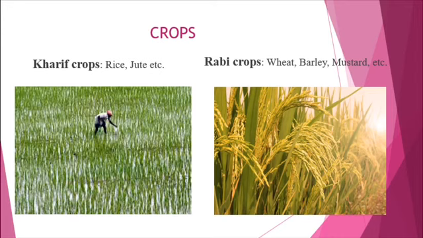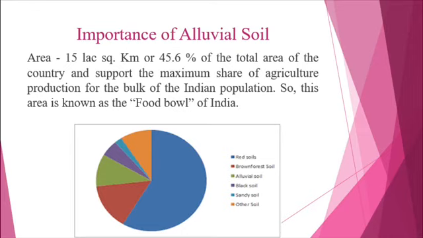Importance of alluvial soil. Alluvial soil is very important as it covers 15 lakh square kilometer or 45.6% of the total area of the country and supports the maximum share of agricultural production for the bulk of the Indian population. That is the reason this area is known as the food bowl of India.